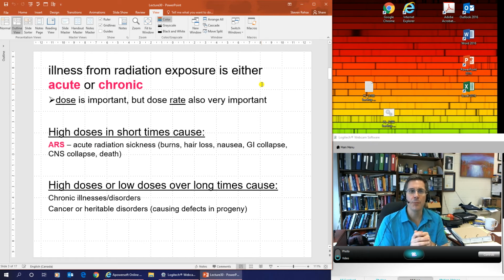We've talked about that before, where like 1 gray is delivered in a fraction. We use that to kill cancers. 40 gray all at once will kill you, period. But dose rate is also really important. 40 gray will kill you if delivered all at once. But 40 gray delivered over 40 years of your life, not the same thing. Not the same thing at all. That will not kill you. It probably is not good for you, but the effects that it manifests are going to be very different.